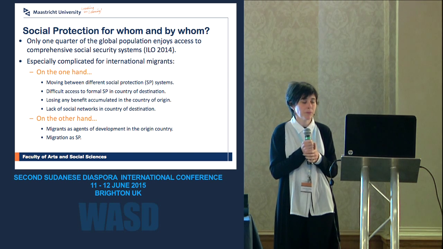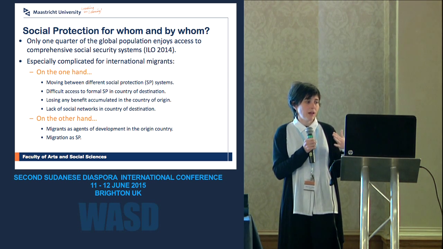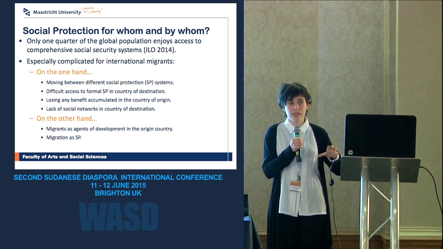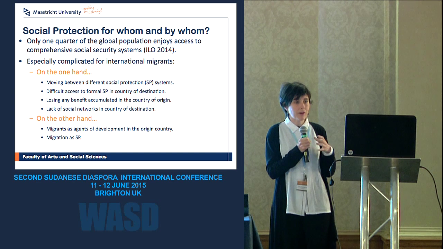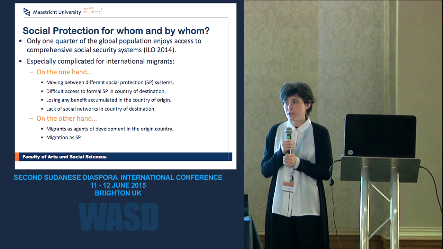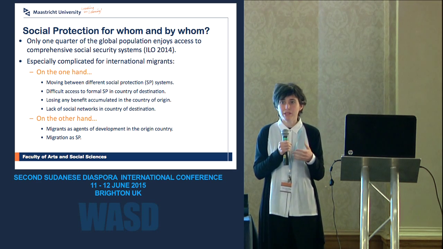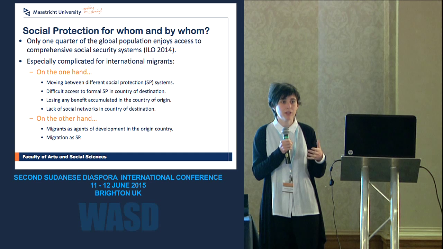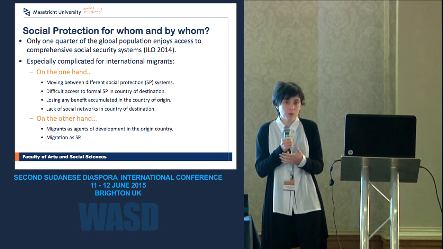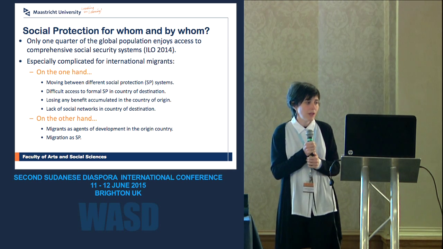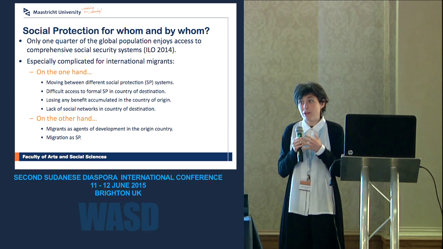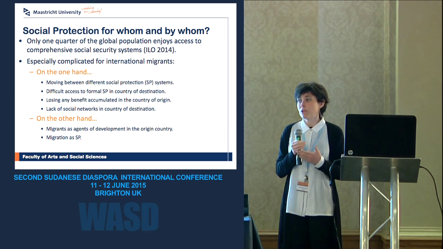But then, on the other hand, there is this trend encouraged by several international organizations and also governments where migrants are depicted as the development actors of their home countries. So by sending remittances, migrants end up funding health, education, and other services that their governments might not be able to fund or to cover. Some authors recently have gone as far as saying migration itself is a form of informal social protection.